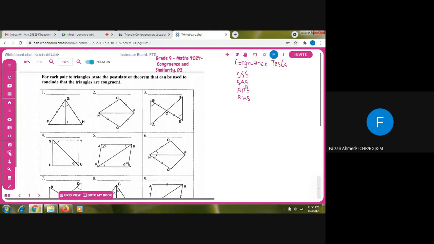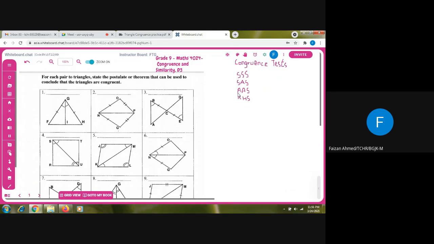The other test is side angle side. This angle is the included angle, which we have discussed in the previous classes and videos. According to this test, if two sides and one included angle are equal to the corresponding two sides and the included angle of another triangle, then the two triangles are congruent. The third test is angle angle side. If two angles and one side of one triangle are equal to the two corresponding angles and one side of another triangle, then the two triangles are congruent. And the last one is right angle hypotenuse side, in which we have two right angle triangles, the right angles are equal, the side opposite to the right angle is the hypotenuse, and if one side is equal to the other triangle's, then both triangles are congruent.